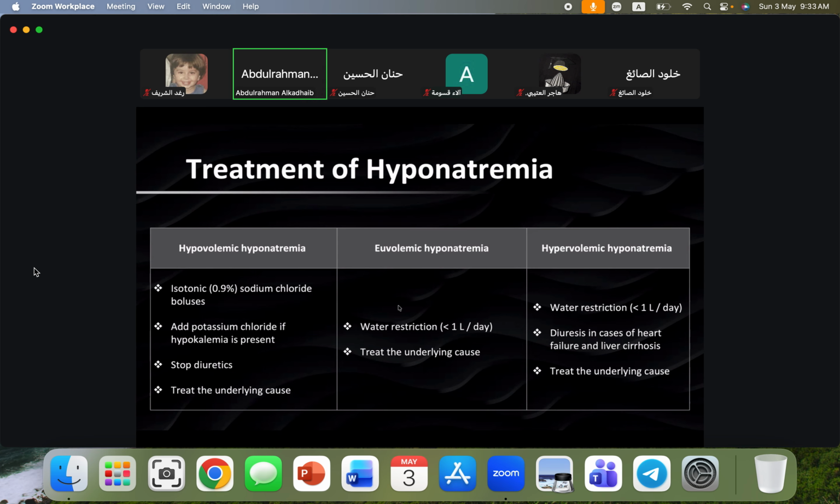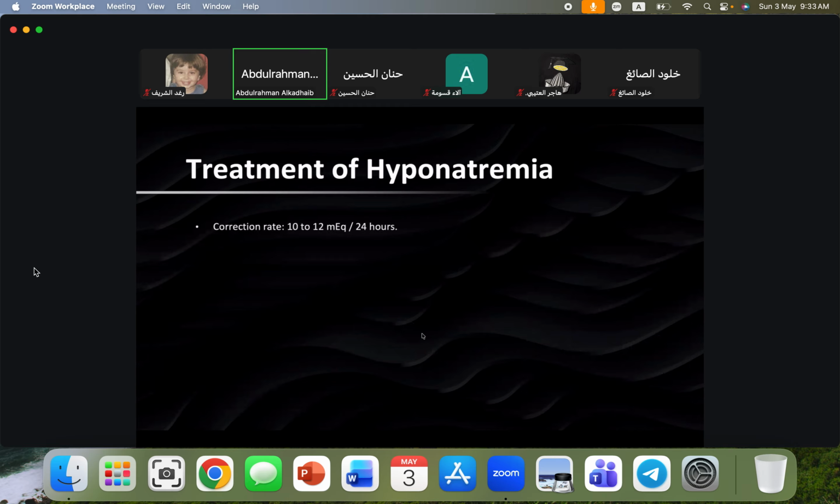But just keep in mind, we use it only for severe hyponatremia with severe neurological symptoms. Otherwise, we treat the hyponatremia based on the most likely type, either hypovolemic, euvolemic, or hypervolemic.